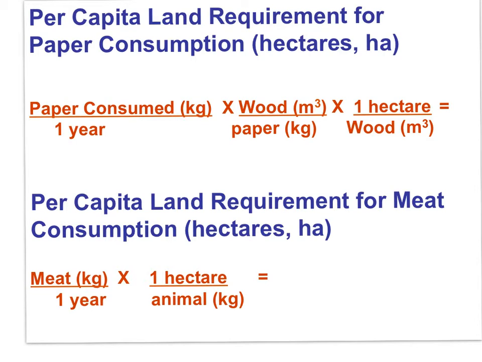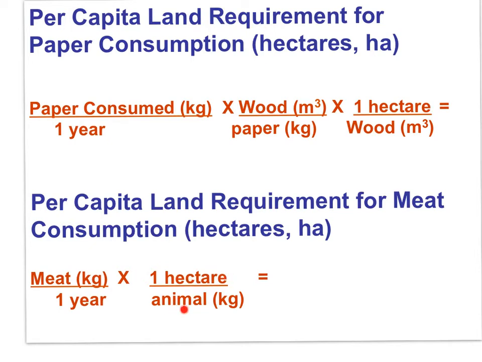Here's an example of how to calculate the land area required for a person's paper consumption. Paper consumed in kilograms, easy to look up, multiplied by a conversion factor of wood per paper. Now, these conversion factors are available, they're not hard to find, then once again multiplied by the reciprocal of local productivity. Here's the calculation for meat consumption: meat consumed per person per year, multiplied by the reciprocal of the amount of meat we can grow per hectare.